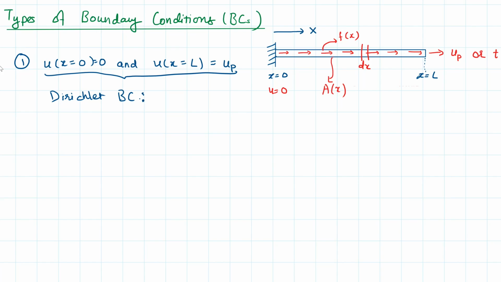And Dirichlet boundary condition is generally defined on the primary field variable, and that primary field variable is our displacement u here. So I can write down that it is defined on the primary field variable. Okay.